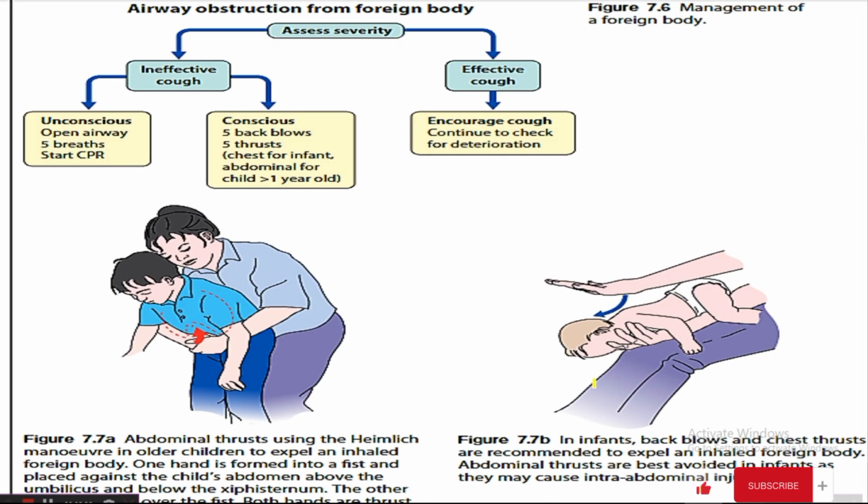So this is still an overview of what we have said. This was in infants, and here we are placing the child in a head-down position and giving 5 blows in the back, and then here we are doing an abdominal thrust.